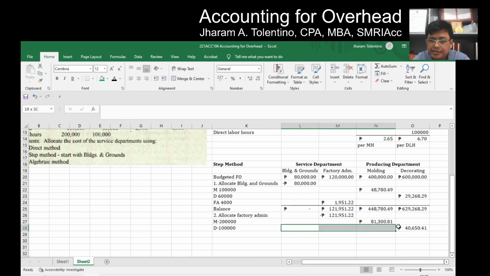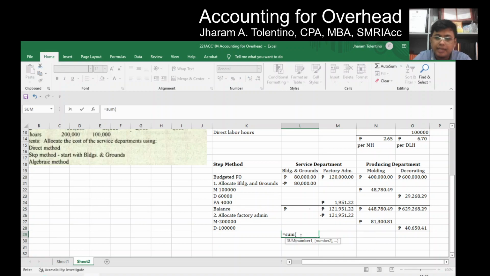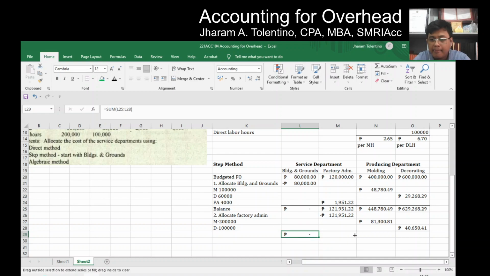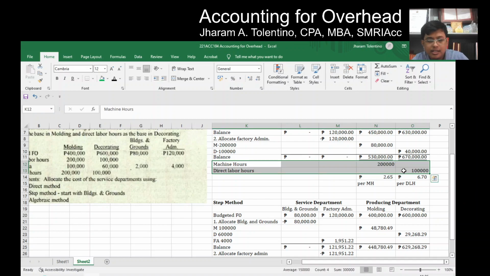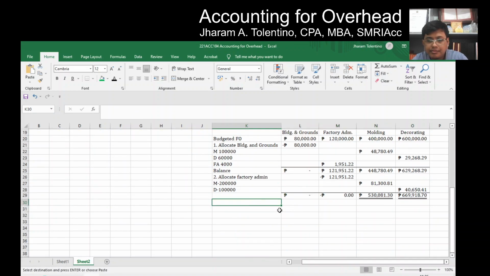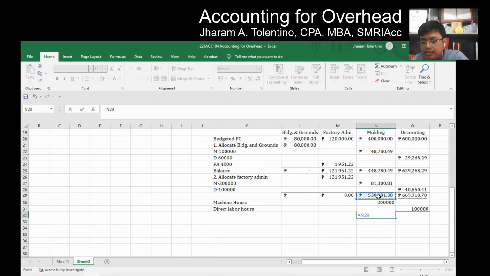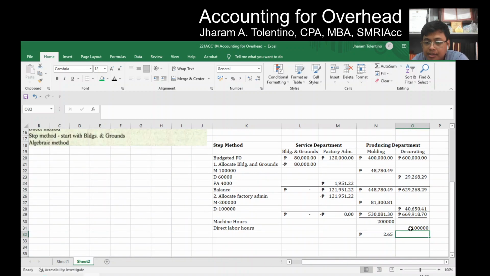Tapos na. The sum. The balance. Makikita nyo na 0 na din. Okay? So, 530,060. So, anong gagawin natin ulit dito? Okay. So, kunin mo lang yung kanilang rate. So, divide lang natin to. So, this is divided by this. Oh, nagkataon lang na the same. 2.65 lang.